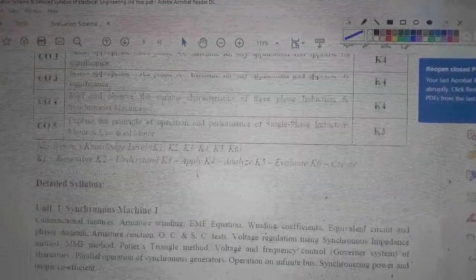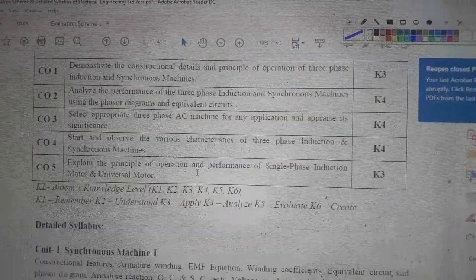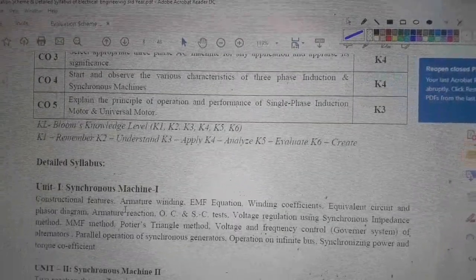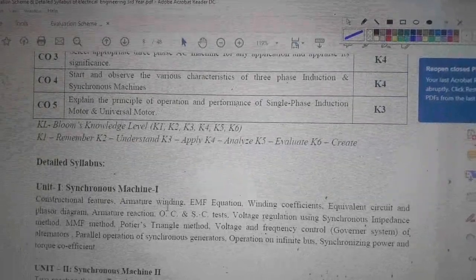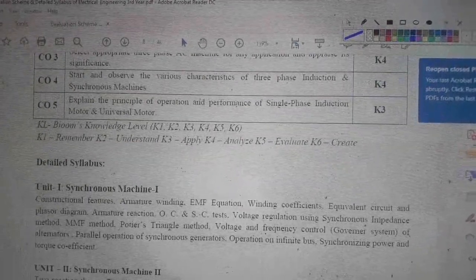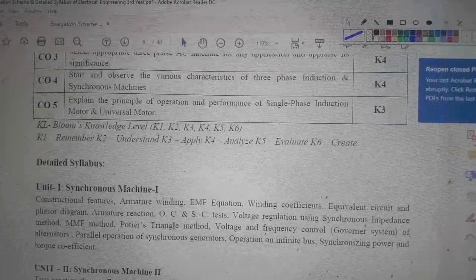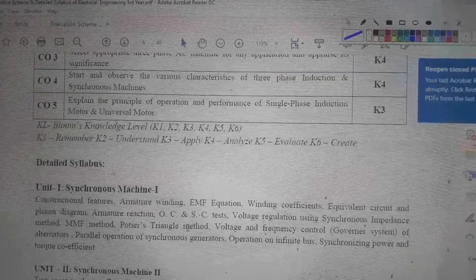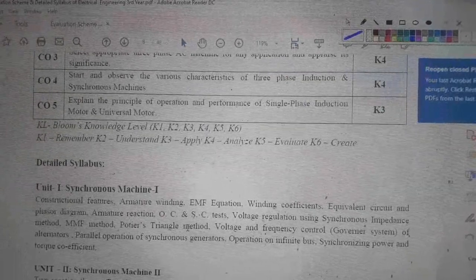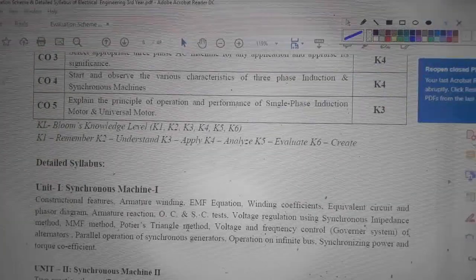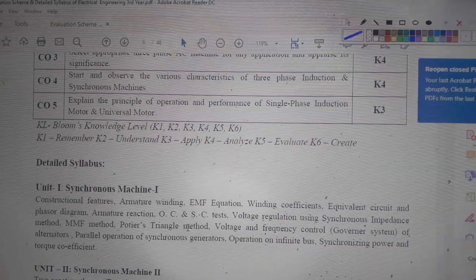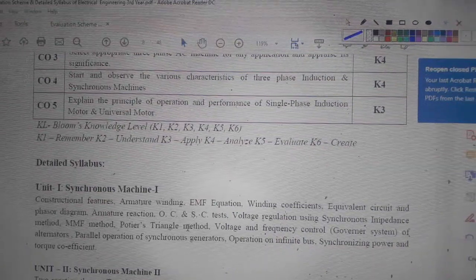The syllabus of electrical machine 2 consists of Unit 1, synchronous machine 1. In synchronous machine 1, we have to discuss the synchronous generator. Basically, a synchronous machine is used as a synchronous generator and a synchronous motor. Now, in Unit 1, we will discuss the synchronous generator and simple construction of the synchronous machine.